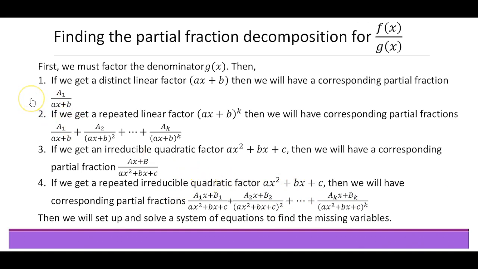So the big concept behind this page that looks a little intimidating is that if we have a linear term on the bottom, what has to go on top of it is a constant, right? Just one single variable, a number. If we have an irreducible quadratic on the bottom, then what goes on top of it is a generic linear function, ax plus b, right? So we should know that's a linear type of function. And from there, once we have everything set up, we're going to have to set up and solve that system of equations to find the missing variables.